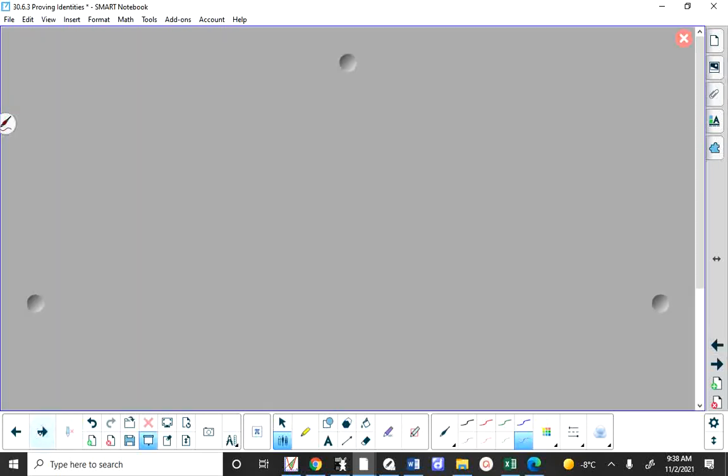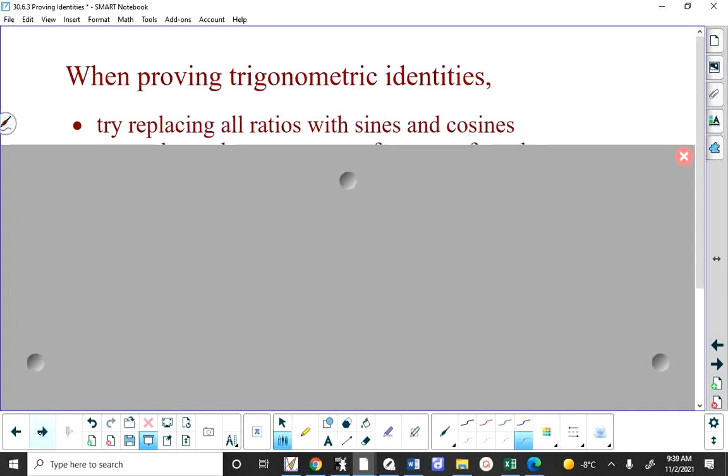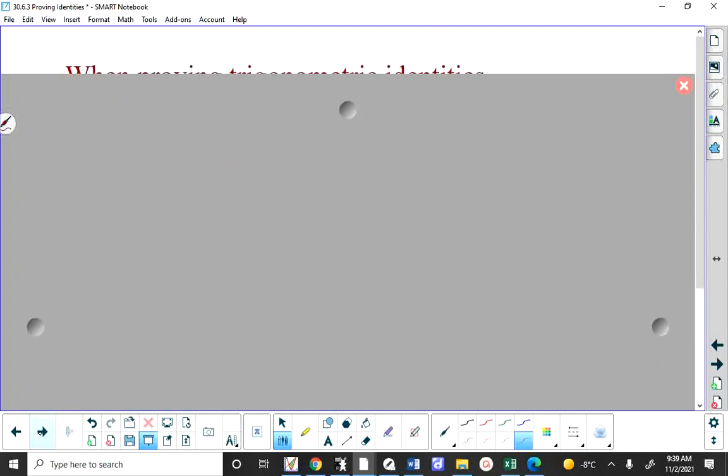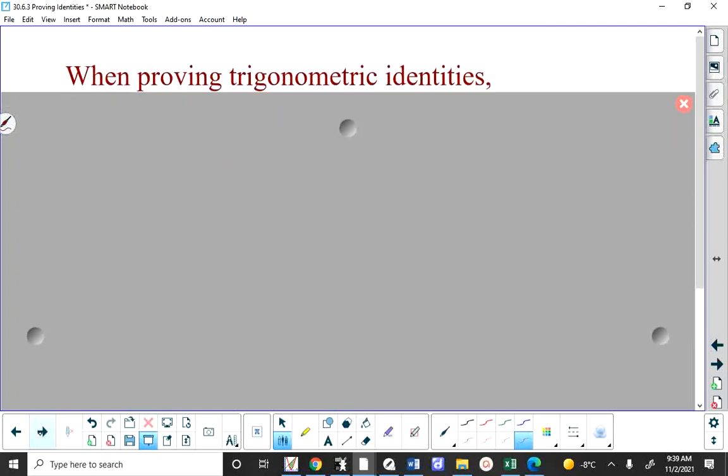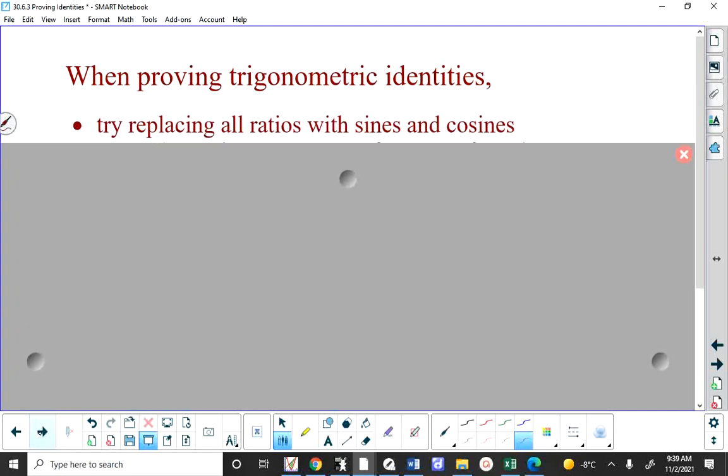And I also want to focus now again on non-permissible values. We talked about them before, but actually, we'll do this first. You have this pink sheet that I've given you, right? And on the pink sheet, it gives you a list of suggestions for working with identities. So I didn't print this out. I just didn't have time this morning. But I could print out a new one that says, when proving trigonometric identities, try replacing all ratios with sines and cosines. You already have that on your list, right? That's always a good idea.